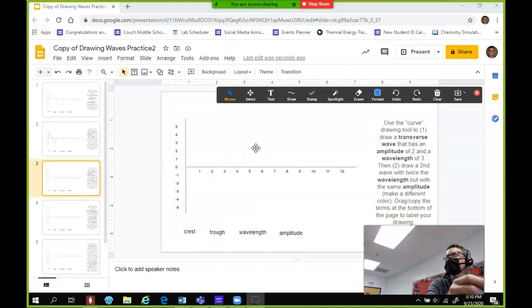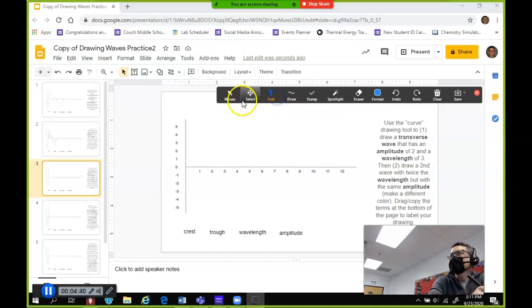Third one, similar to the second one, I'm asking you to draw a couple things. Again, a transverse wave like we've been drawing, amplitude and wavelength of 2 and 3. So that one actually should be exactly like the ones we've been doing. So an amplitude of 2 with a wavelength of 3. We're going to start at 0, end at 3. Our midpoint is going to be halfway between those two. An amplitude of 2 is going to put our crest halfway between these 2 points at 2. And then our trough should be down here. This is going to look exactly like the first one on the second slide.